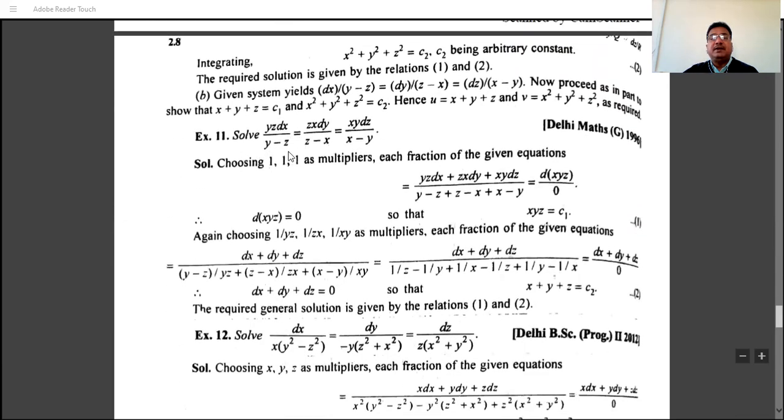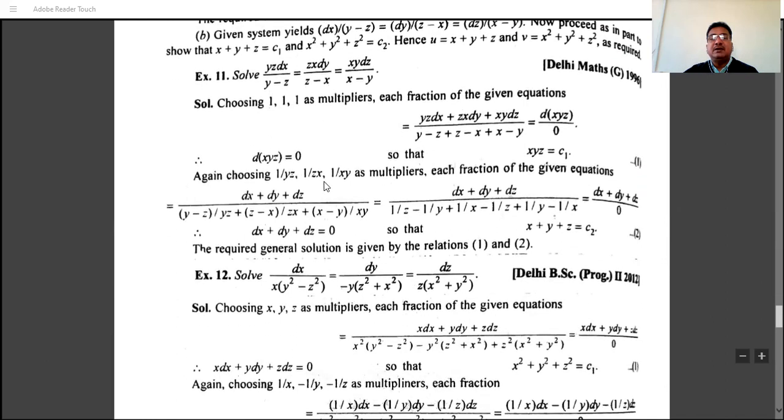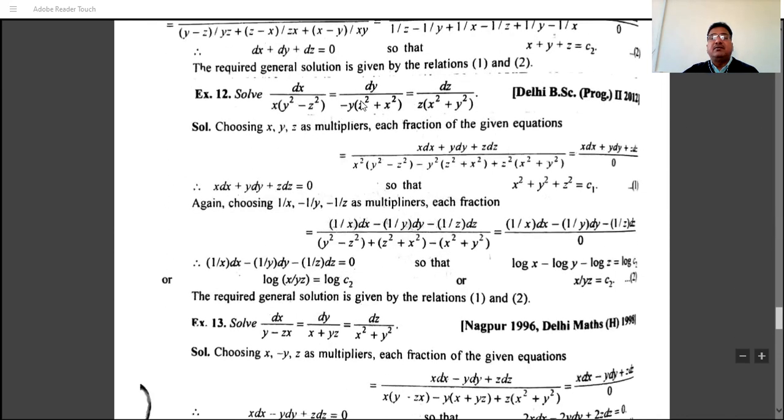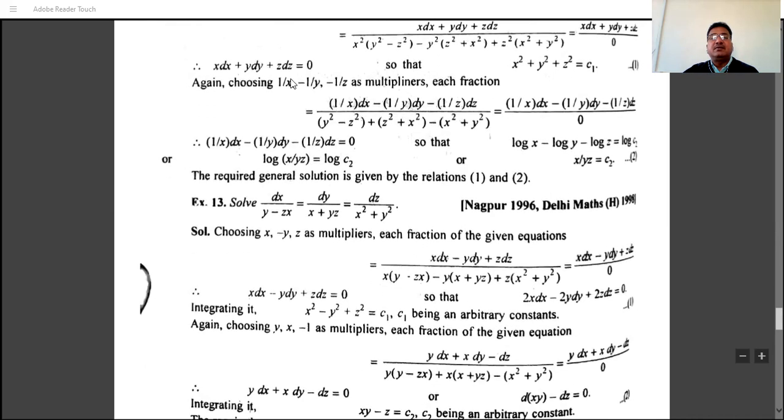For problem number 11, the multipliers are 1, 1, 1 and 1 by yz, 1 by zx, 1 by xy. So these are the two sets of multipliers. For problem number 12, the multipliers are x, y, z and 1 by x, minus 1 by y, minus 1 by z. So if you observe the problems, the multipliers are x, y, z, 1 by x, 1 by y, 1 by z, or x, minus y, minus z.